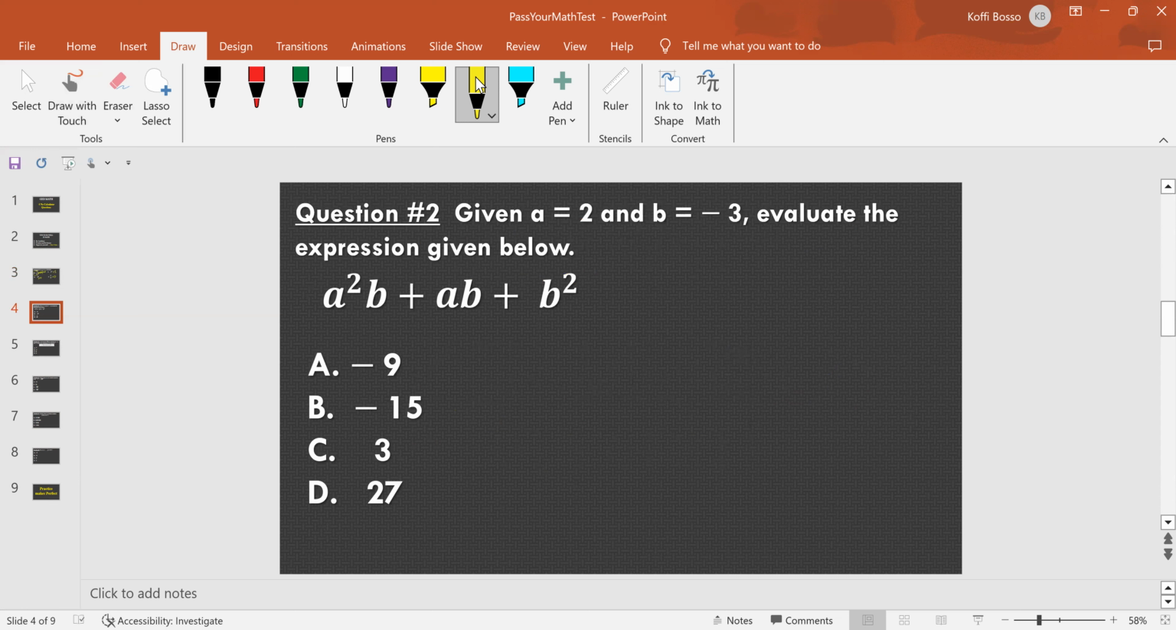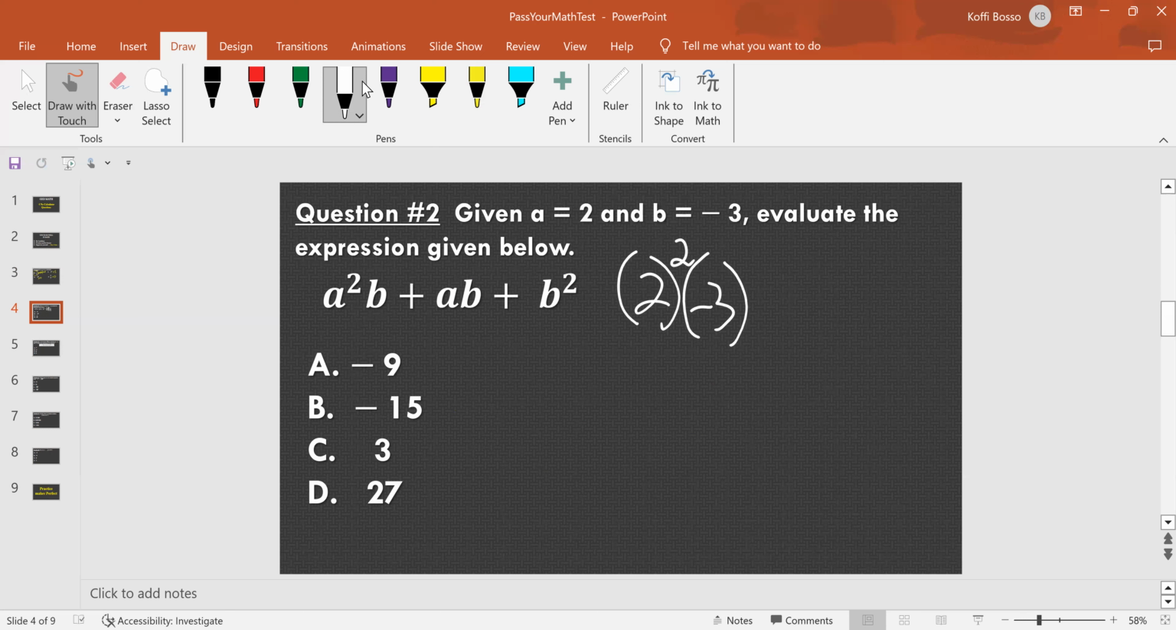Question number 2. Given A equals 2 and B equals -3, evaluate the expression given below. This is another question we're going to solve without a calculator. The first thing to do is to replace A and B by their values. They say A squared. The value of A is 2. Therefore, I will have 2 to the second power. It's very important to use parentheses to avoid mistakes. B is -3, so we put -3 in parentheses.